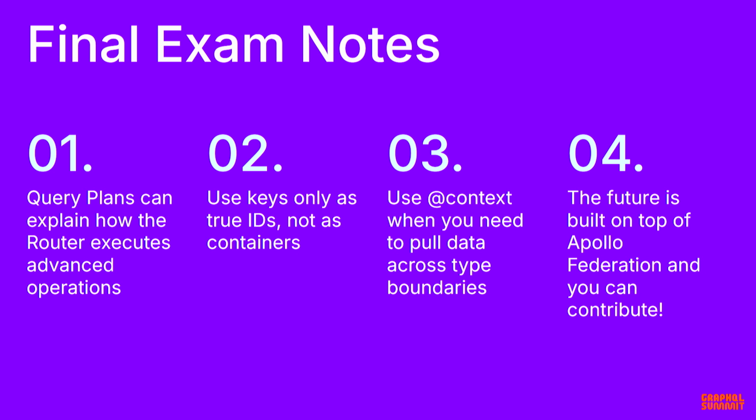You should only use keys as true IDs. Don't use them as containers to pass data around, even though they do have that option. And then use the @context when you need to pull data across those type boundaries. So if you need to, again, share data up and down your parent types, use the new @context directive rather than keys, or even maybe @requires, because it does limit you to specific types. And then the future of Apollo Federation is open, right? We want everyone here to contribute to Apollo Federation and hopefully the new GraphQL Federation spec that will be driven by the community. So that's it for me today.